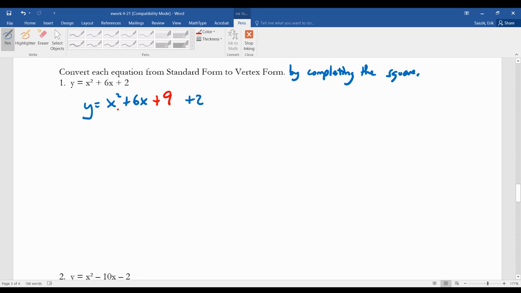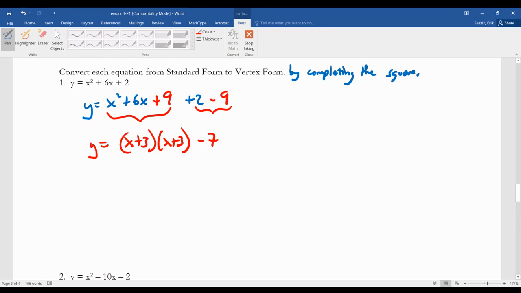Now remember, if I add 9 on one side of an equation, I've got to keep my equation balanced. So I'm going to keep it balanced by subtracting 9 right there. So really, 9 minus 9, they cancel out. I'm just changing how it looks. But what I've done, you see, the whole purpose of cutting in half this middle term and then squaring it is that it creates a perfect square trinomial. See, if we factor this, that's going to be x plus 3 times x plus 3. And then these two things together, 2 minus 9, is just a -7 hanging off the back.